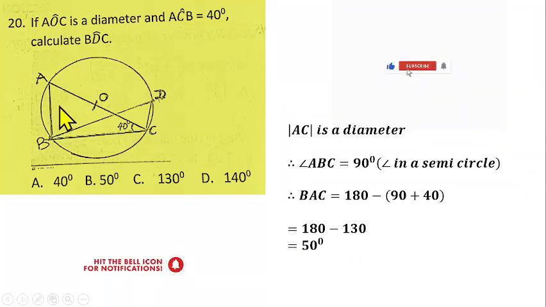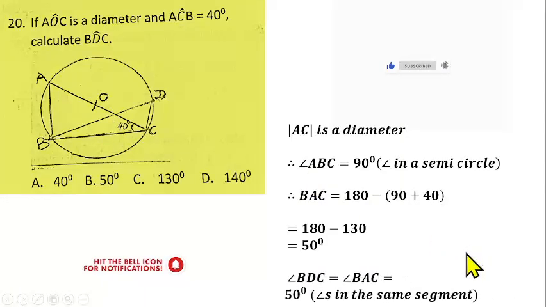So the angle is 50 degrees, and our aim is to find this angle here, and the relation between this angle and that angle: we are looking for angle BDC and angle BAC. Then the same segment. So angle BDC is equal to angle BAC, which equals 50 degrees, angle in the same segment. So this angle here and this angle are in the same segment. So if this angle is 50, that means this angle is also 50 degrees, which is option B.